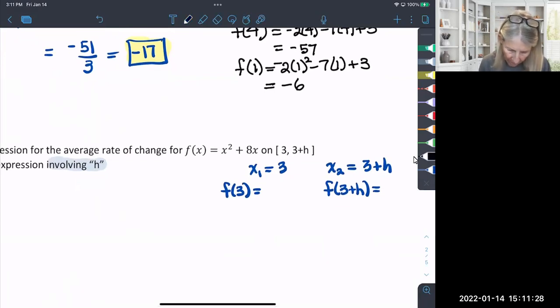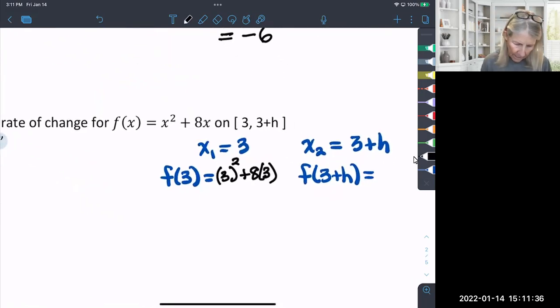So if you plug 3 into the function, that's pretty straightforward. 3 squared plus 8 times 3. All right, we got that. 3 squared is 9, 9 plus 24, oh, 9 plus 24 is 33. All right, so there's the y value that goes with the x value of 3.